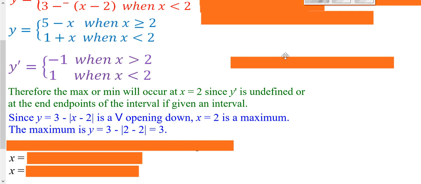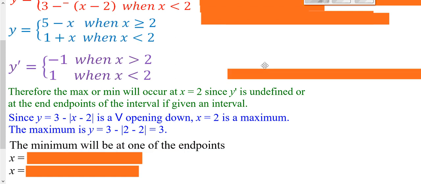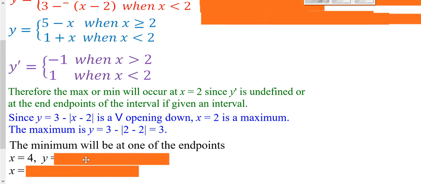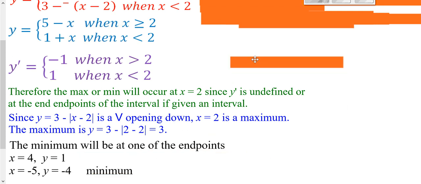But you could actually go ahead and plug in 2 to your function, and you would get out 3. Then you could plug in your 2 endpoints, which would be when you plug in 4 and when you plug in negative 5. Plug 4 into your original function, you get 1. Plug in negative 5, and you would get negative 4. So of your 3 outputs of a 3, a 1, and a negative 4, you can see that your maximum is 3 occurring when x is 2. Your minimum is the smallest output, which is negative 4, and that occurs when you plug in negative 5.